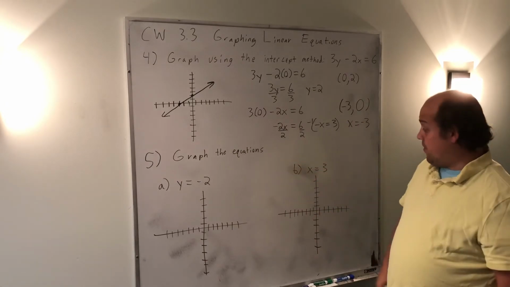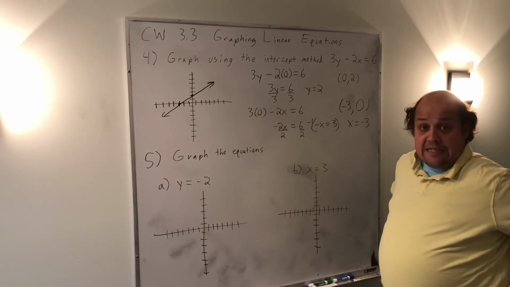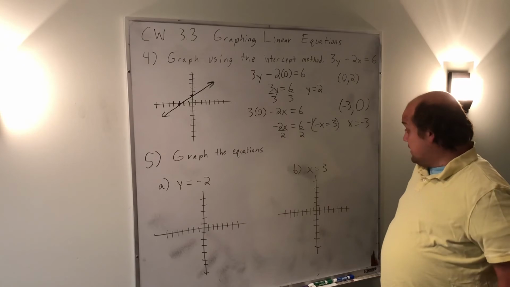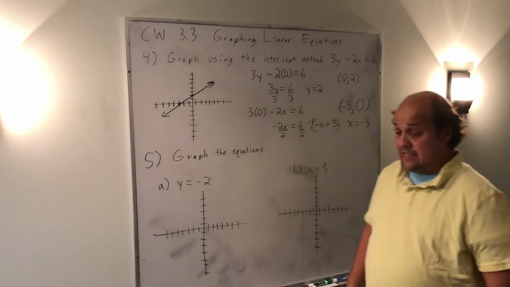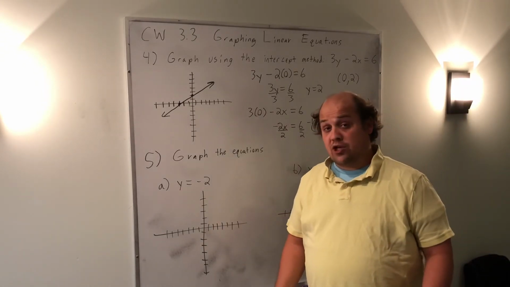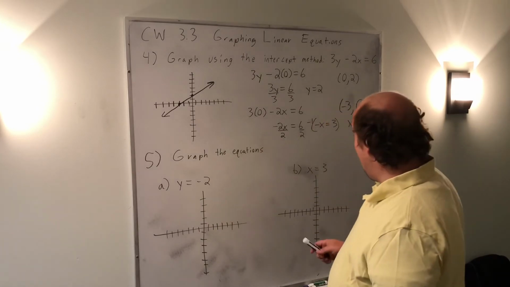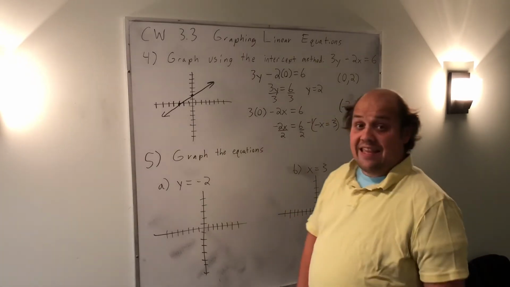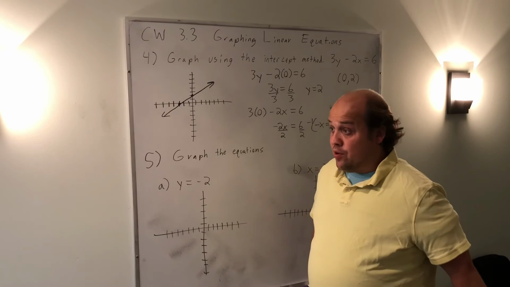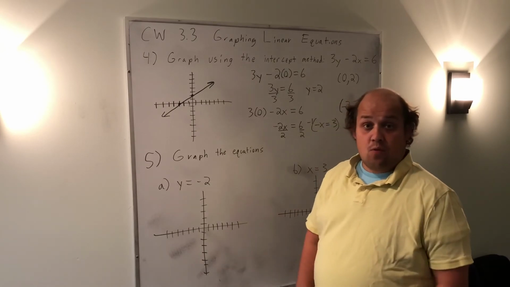For problem number 5, these are lines that you do have to be familiar with. Basically, they're horizontal and vertical lines. It can be confusing which is which. What I recommend you do is you hold whichever coordinate they give you static and then put 0, 1, and 2 in for the other coordinate.